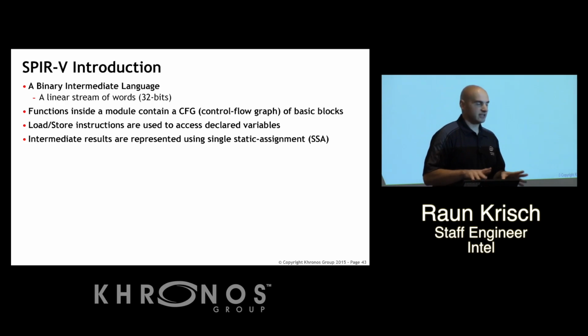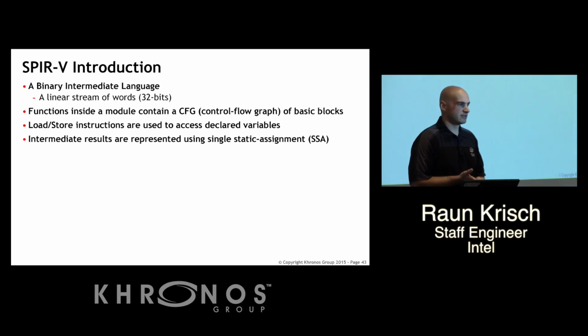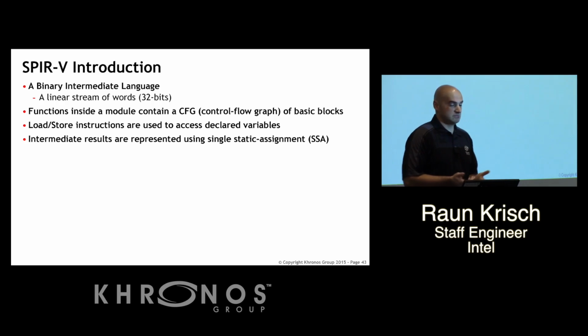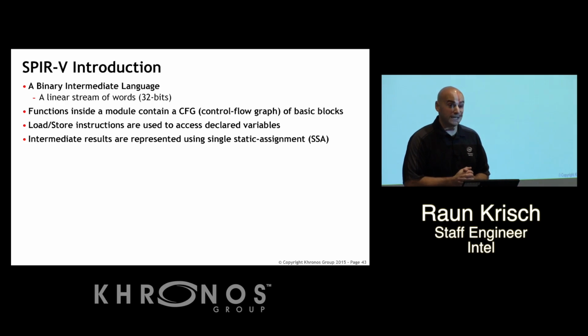Now, if you look at the last three we just talked about, the control flow graph, load, store, intermediate results, these are also properties that an LLVM module maintains in the LLVM intermediate representation. So again, we've done a lot of work to make sure that SPIR-V isn't tied to a specific version of LLVM anymore, but that converting from LLVM for an existing toolchain to SPIR-V should be a fairly painless task to do.